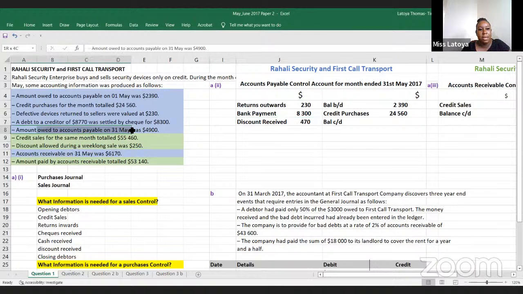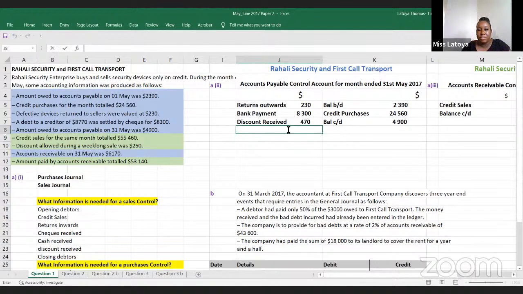We also had a balance carried down figure. We had a balance brought down figure on the 1st of May, that was 2,390, and we have a balance carried down figure again at the end of that period. The figure is 4,900. And that's all the information that we need to include in our purchases control.